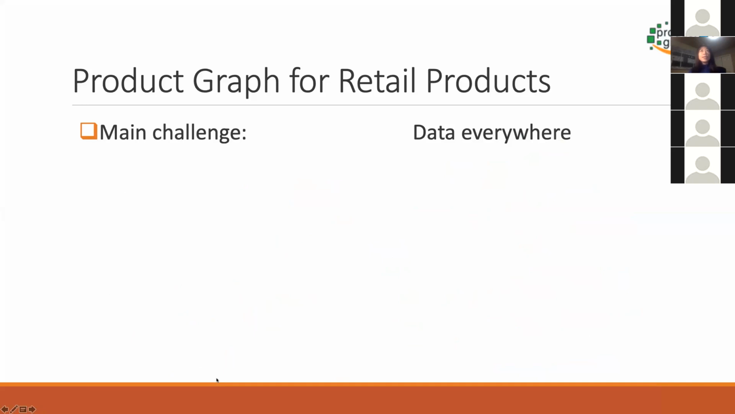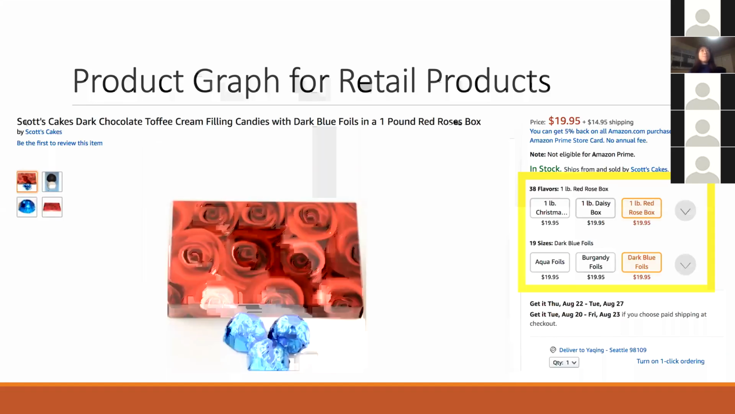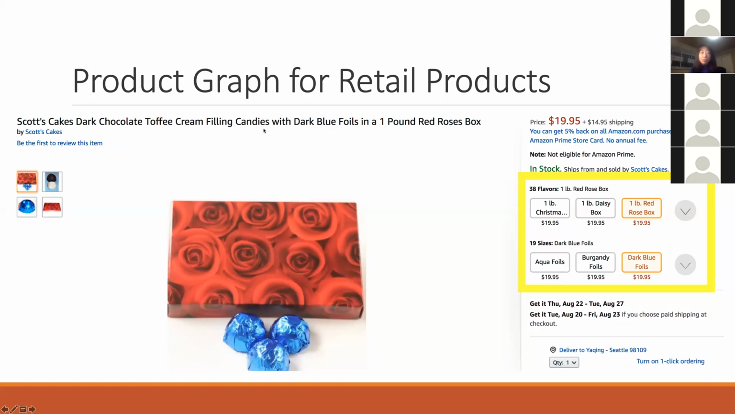So for retail products, again, we still have a lot of data from manufacturers and from retail websites, but this time the data is of different quality. To show you one example, here is a product, a chocolate gift box, from an Amazon page. We see that we have very limited structured information about it. Mostly we have just the title. Some have bullets and descriptions, but those are just text information. We don't have that much structured information.